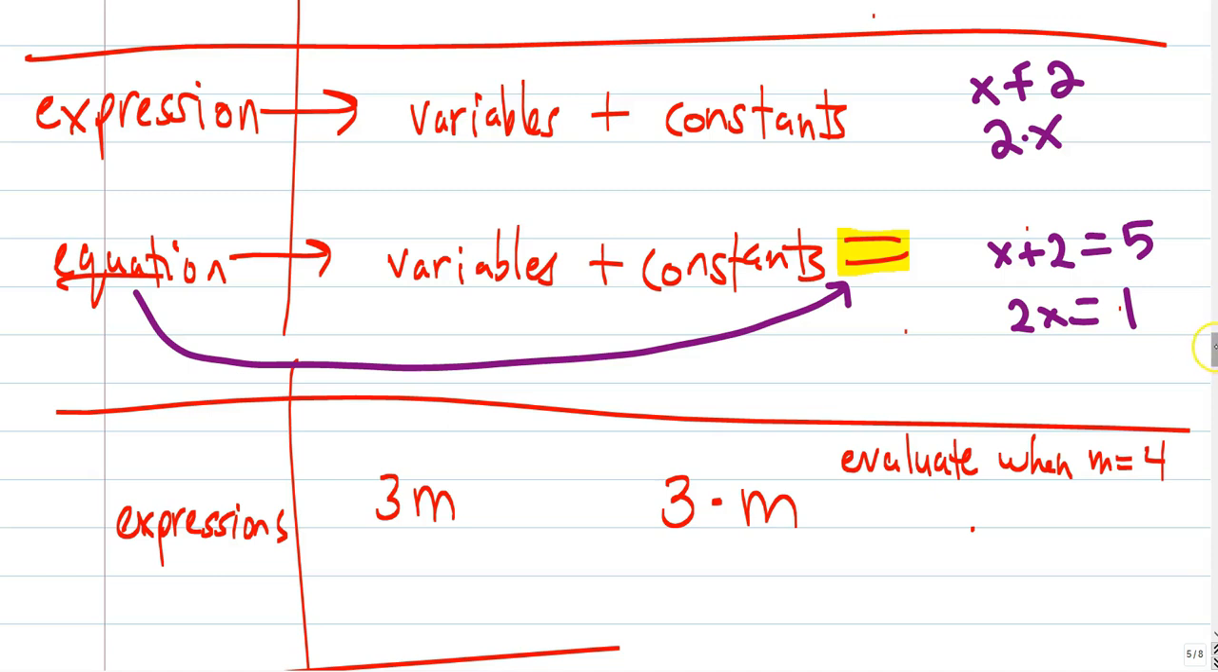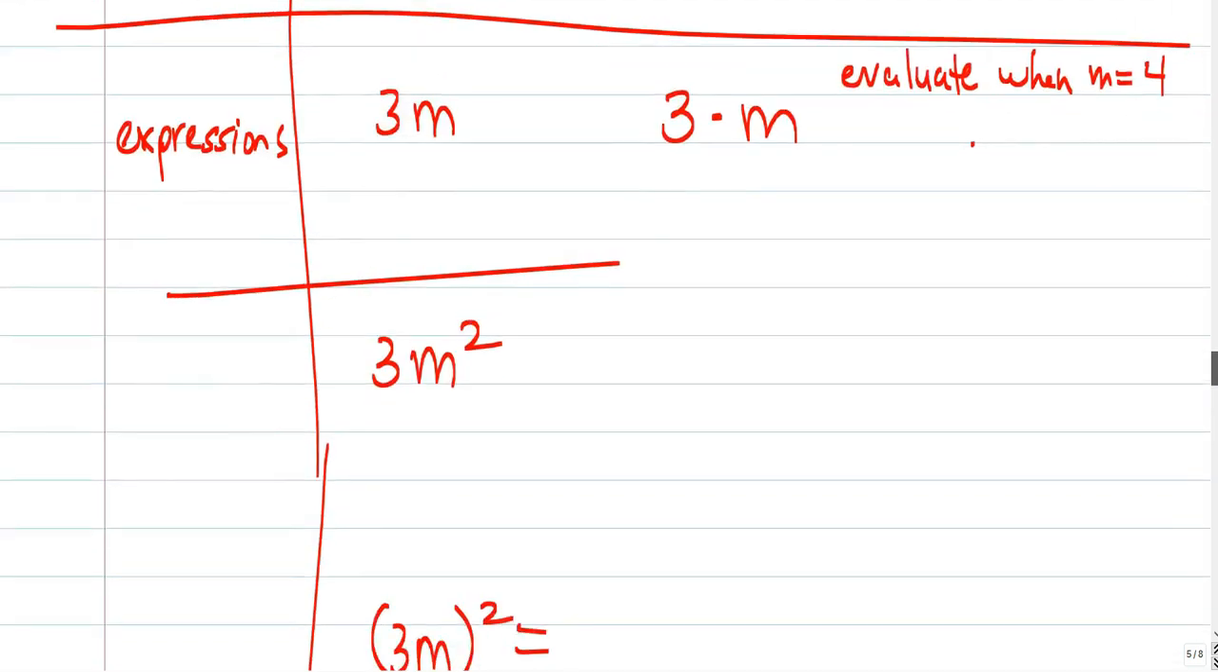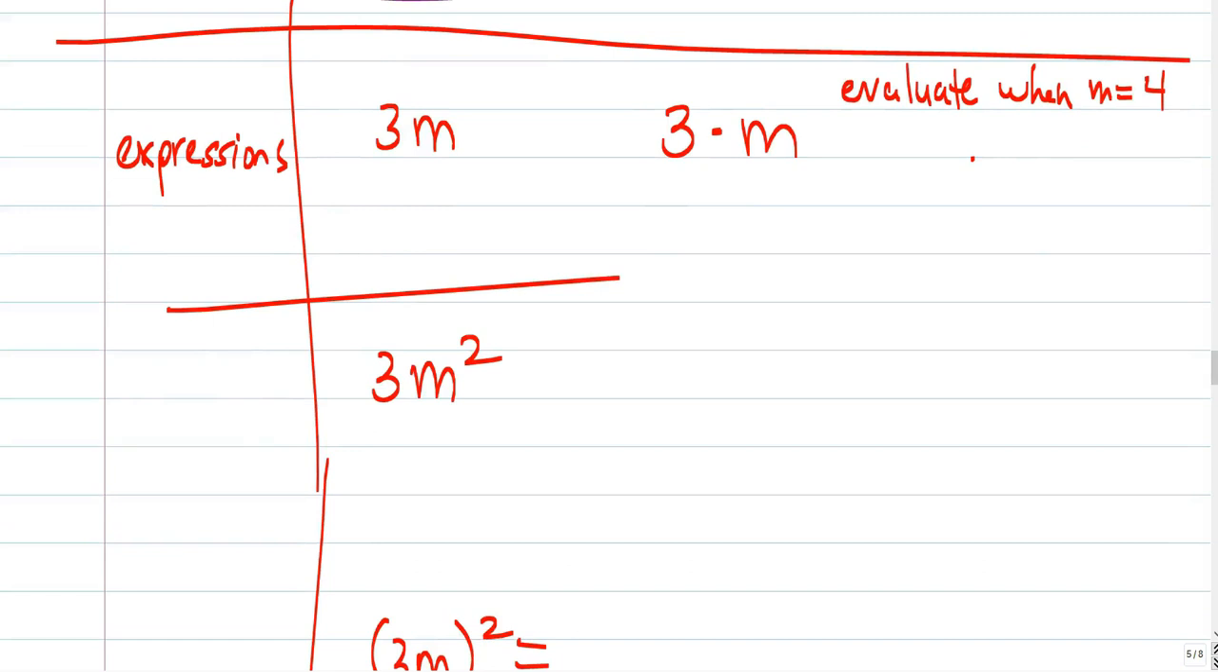Here are some examples of expressions. 3m. 3m is an expression. It has a constant of 3 and a variable of m and a mathematical operation. 3m means 3 times m.